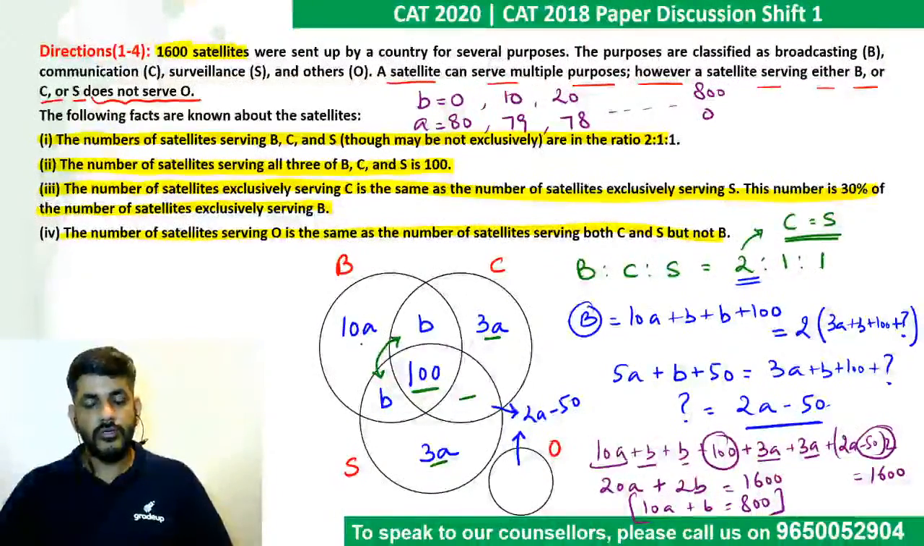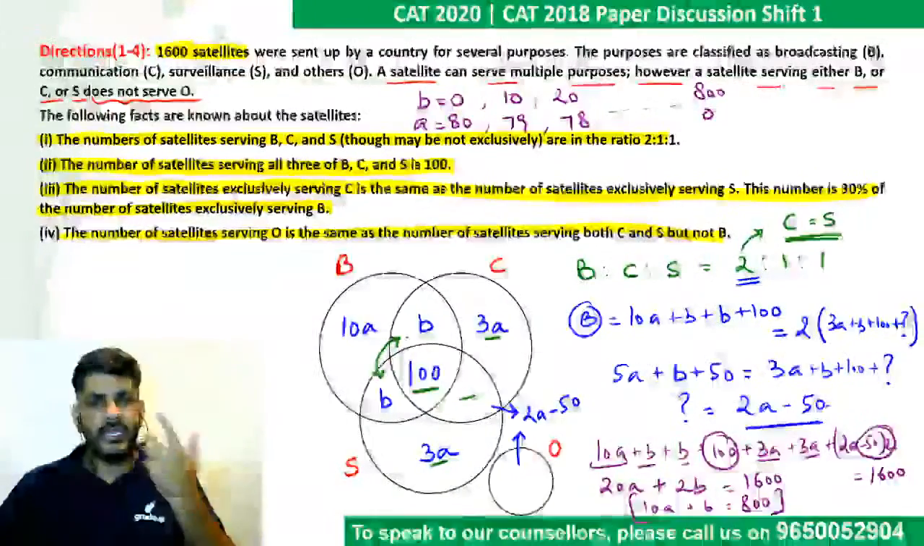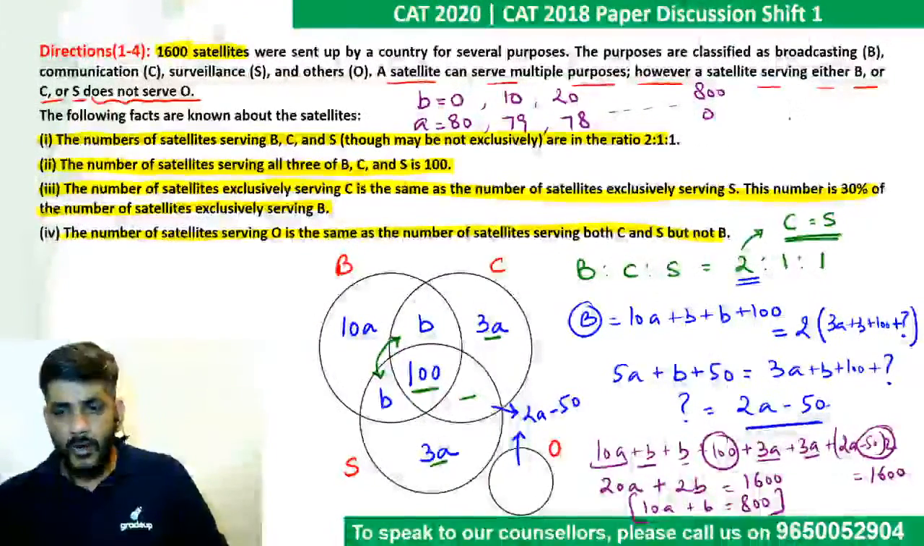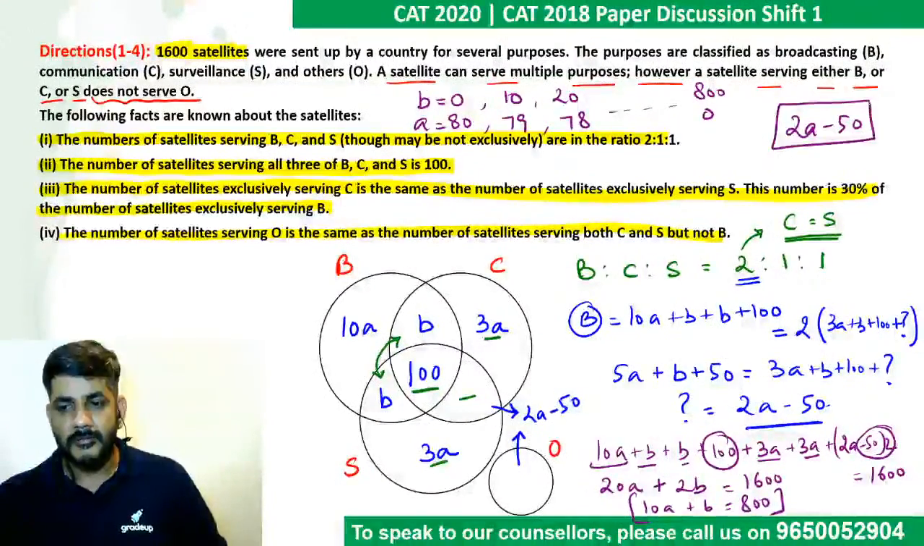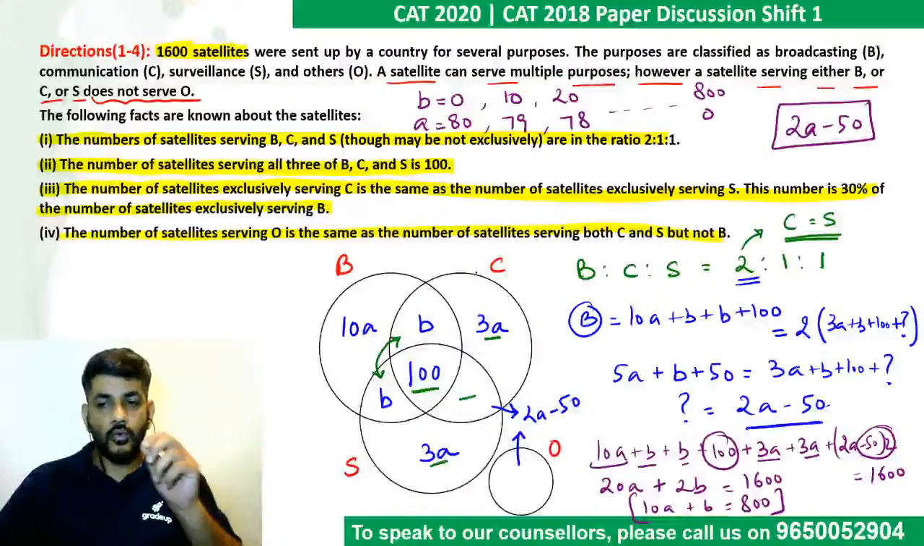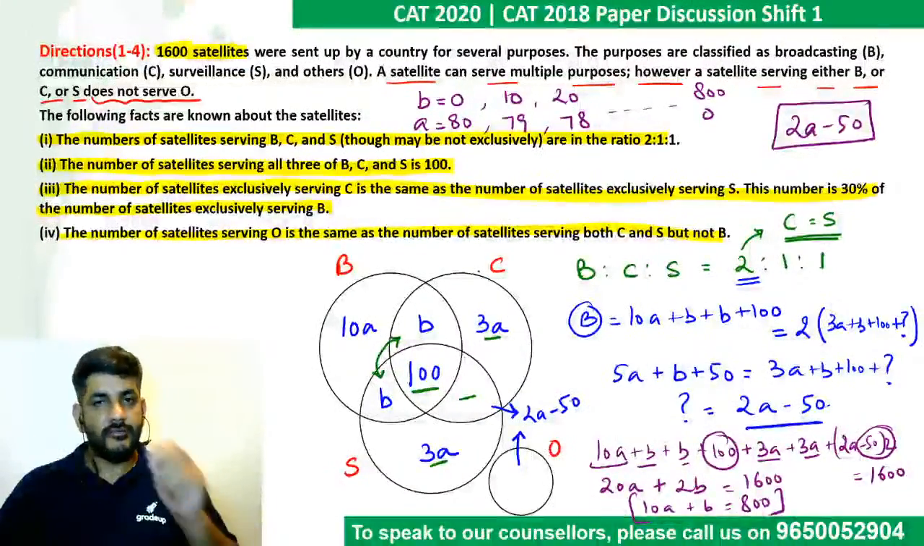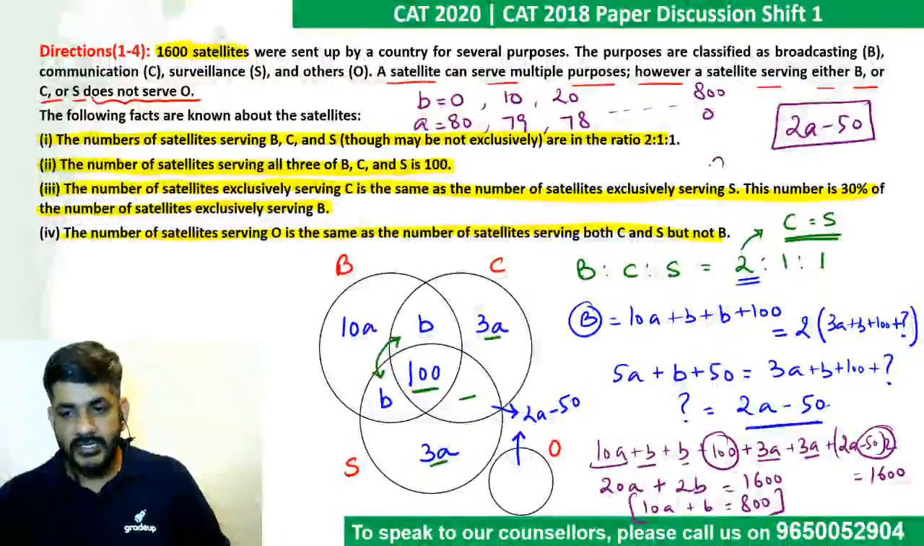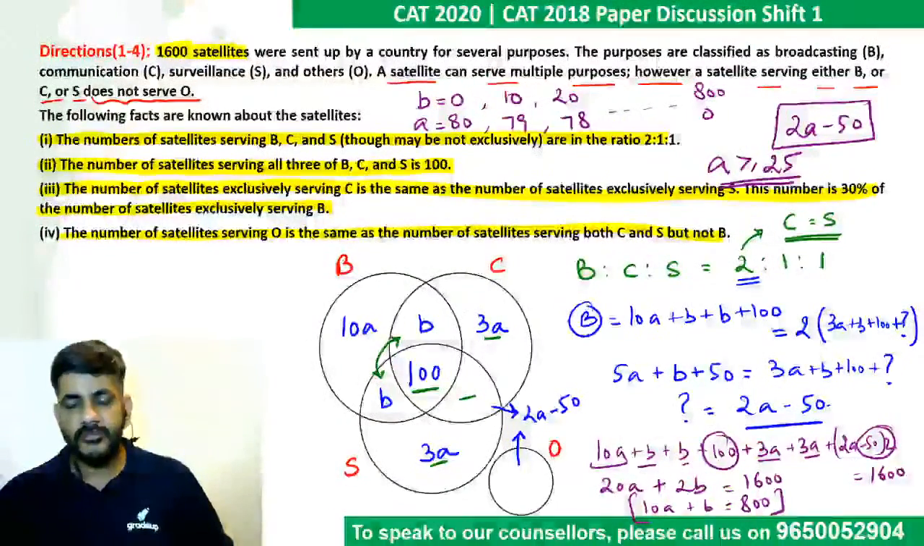None of the values should be negative in any condition. That is the one important point. So 10A, B, 100B, 3A, 3A are anyways not negative. The only problem that can be created is by 2A minus 50. And 2A minus 50 says that if you do not want it to be negative, can I say A should be greater than or equal to 25?